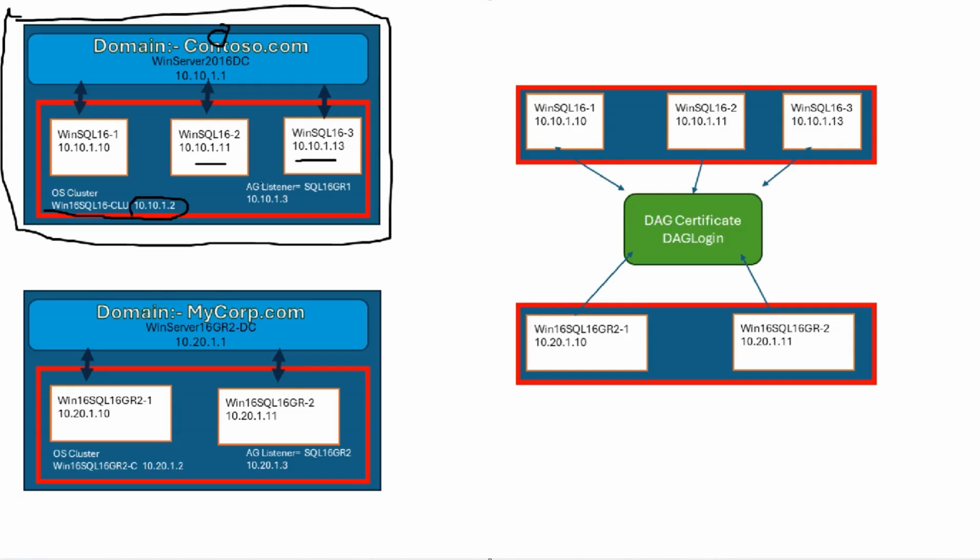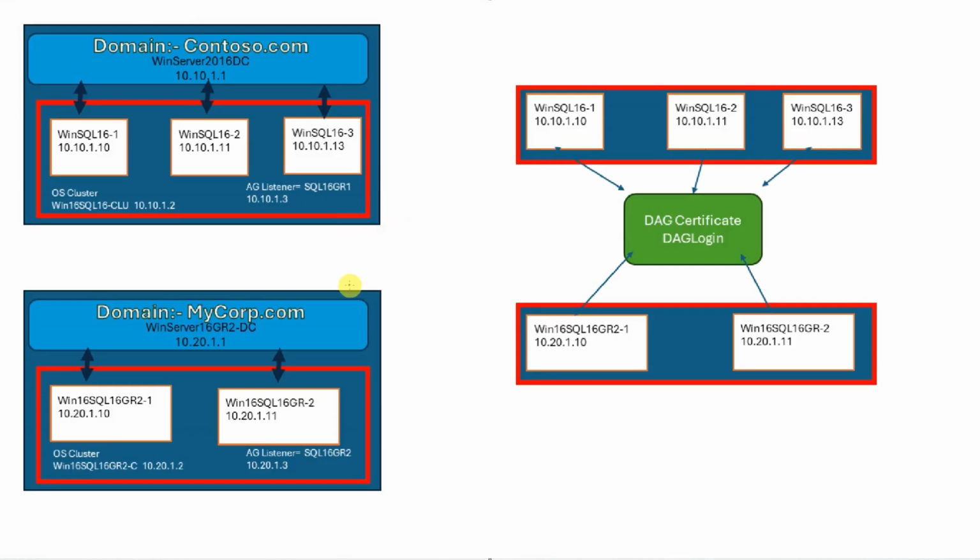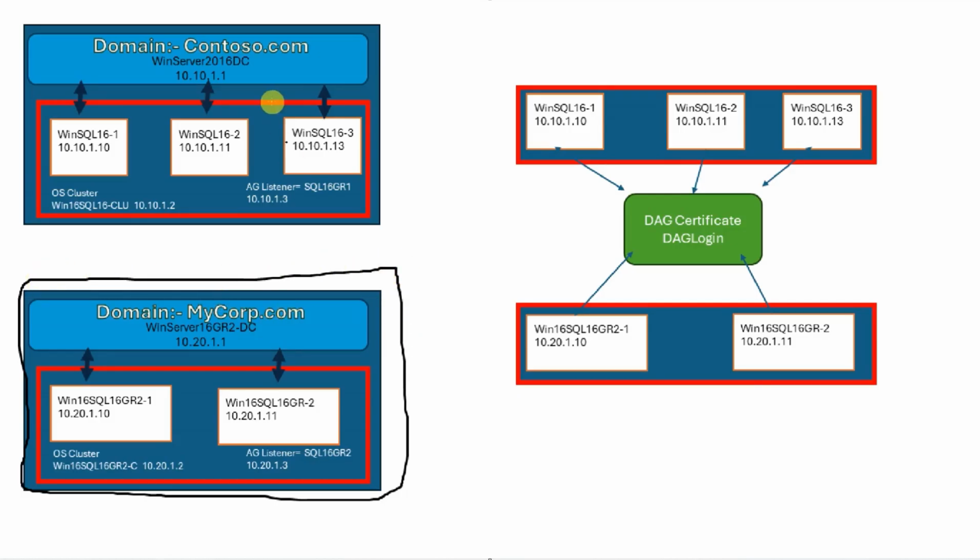On these servers, I have created an availability group, and the listener name is SQL 16gr1, and the IP of the listener is 10.10.1.3. So this is my first environment. Okay, pretty much simple. Now my second environment is this, which is the mycorp.com domain. Similar to the previous environment, it has a domain controller called WinServer 16gr2-DC. gr2 stands for group 2, and the IP is 10.20.1.1, similar to this one. The only difference is it's 10.10, this one is 10.20.